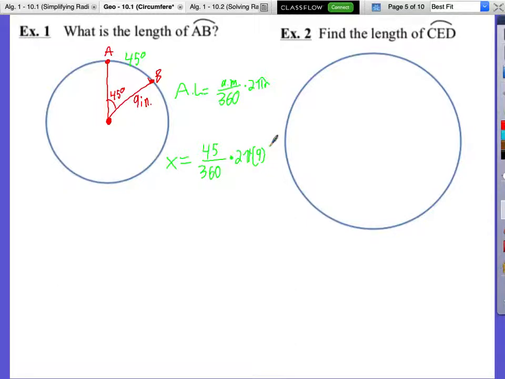That's a stretch, all right. So if we take 45 divided by 360, let's make that a fraction. Let's make that a smaller fraction here. Okay, so we can reduce this fraction.